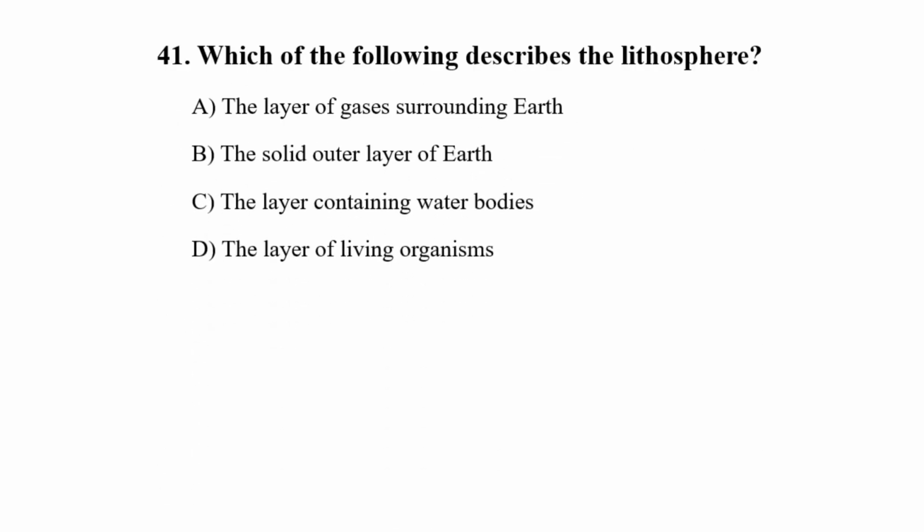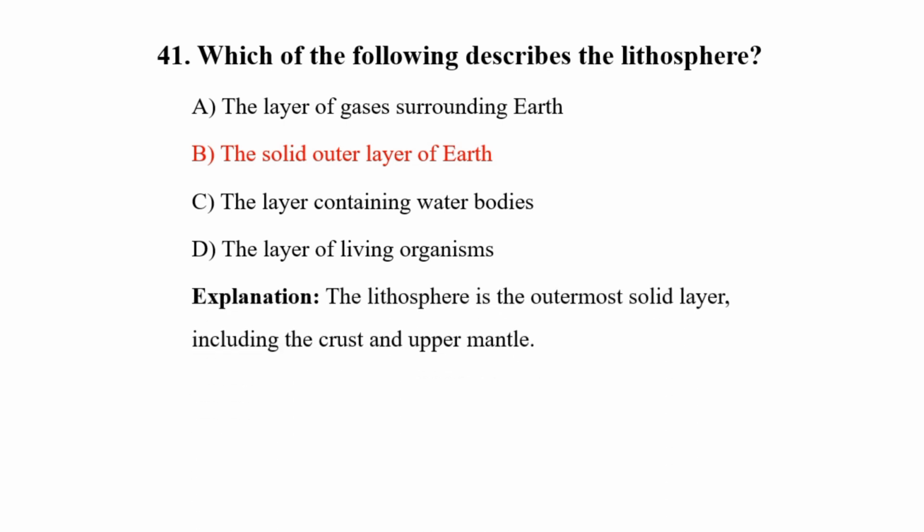Question number 41. Which of the following describes the lithosphere? A. The layer of gases surrounding Earth. B. The solid outer layer of Earth. C. The layer containing water bodies. D. The layer of living organisms. The answer will be the solid outer layer of Earth. The lithosphere is the outermost solid layer, including the crust and upper mantle.